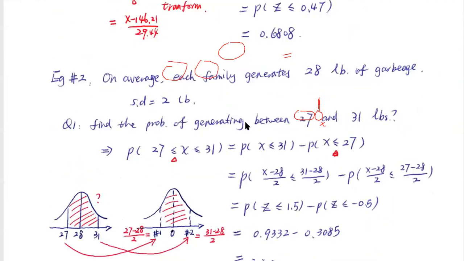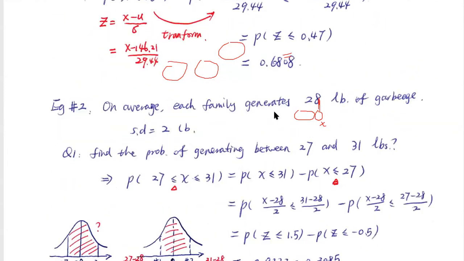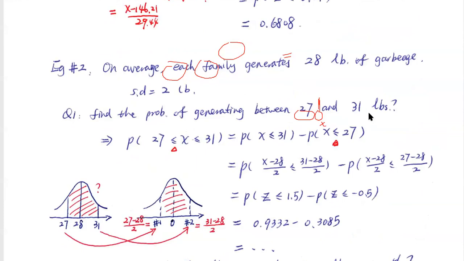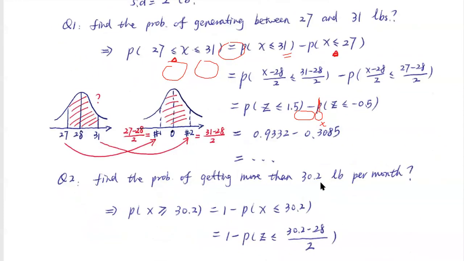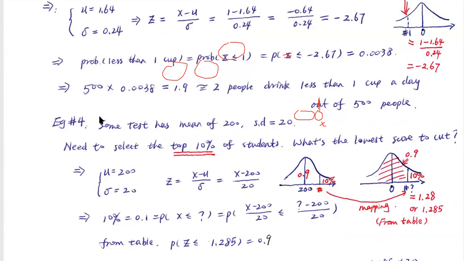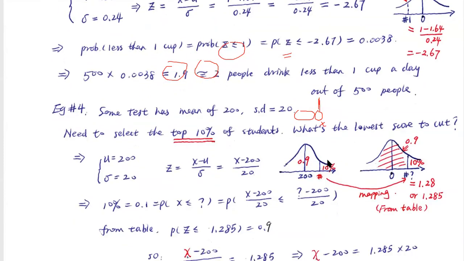And then we plug it into the formula and find out the corresponding z. So in all the previous examples, we were given x, those 27, 31, and we tried to find out the probability, like the probability of drinking less than 1 cup of coffee. Example number 4 here is tricky because we are given the probability first, and you try to find out the corresponding x. That's the challenging part. So it's a very important one.